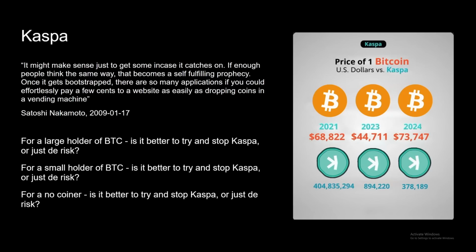And so, for a large holder of Bitcoin, is it better to try and stop Kaspa and to try and fight it? Or is it better to just de-risk and get yourself a little bit of Kaspa? For the responsible investor, you obviously don't put your entire portfolio straight into it, but you get some just in case it does catch on, and just in case it does start eating market share of Bitcoin.